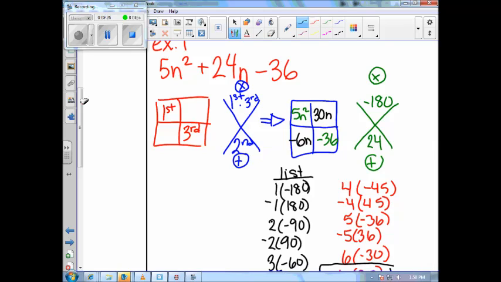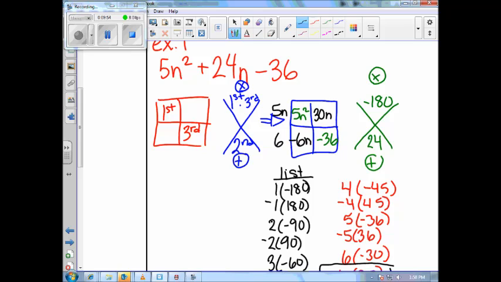Okay, Phoenix, what's our greatest common factor in the top row? 5. Not just 5, though, Phoenix. Look a little closer. There you go. 5n. Okay, and how about Jessica? What's the greatest common factor in the bottom row? Okay, 6, because that one doesn't have an n.